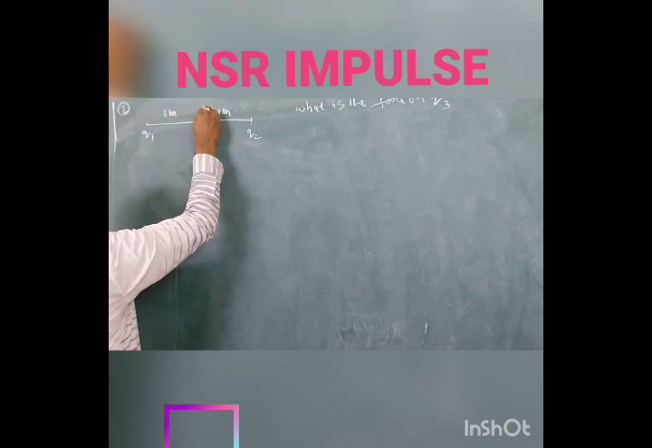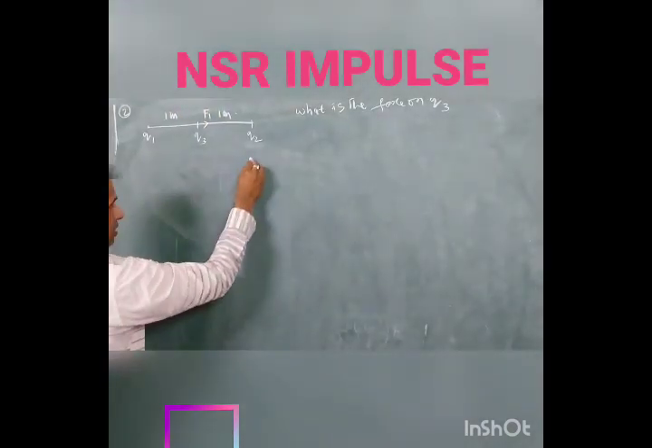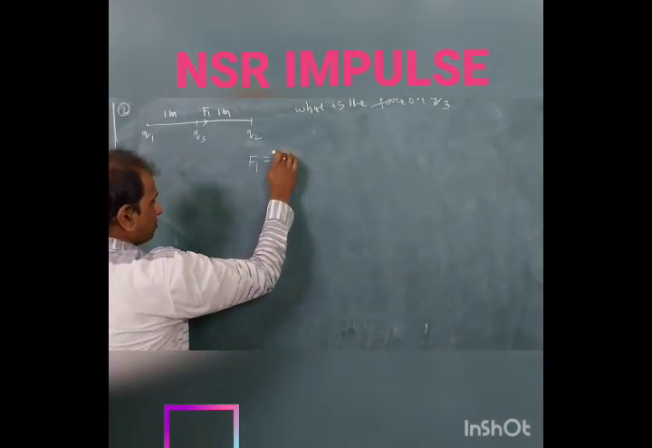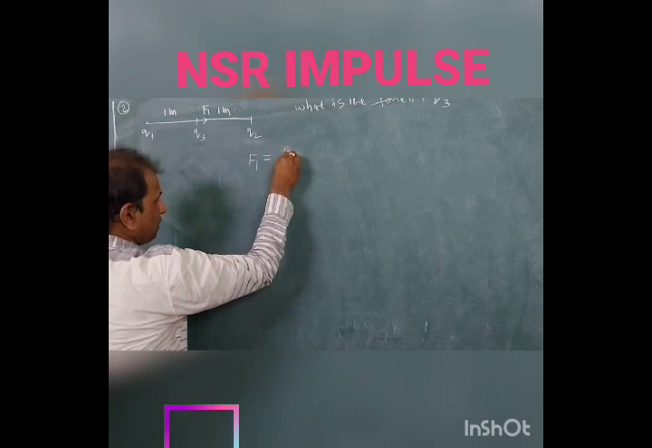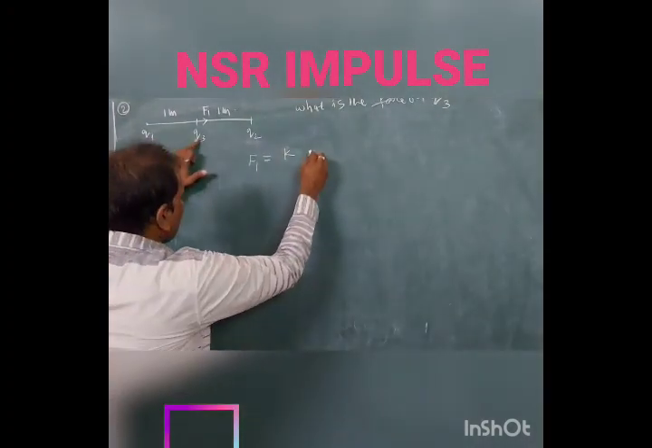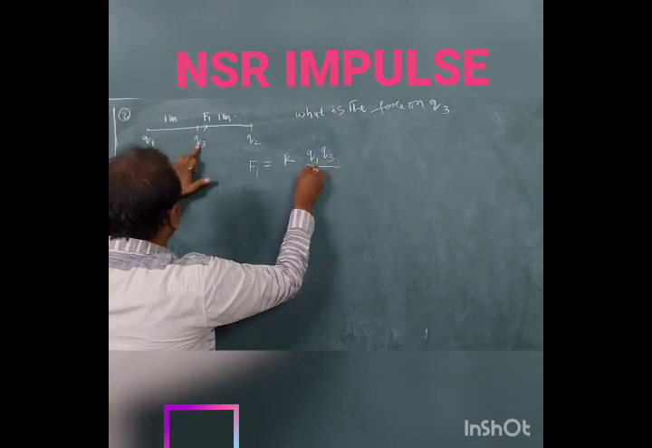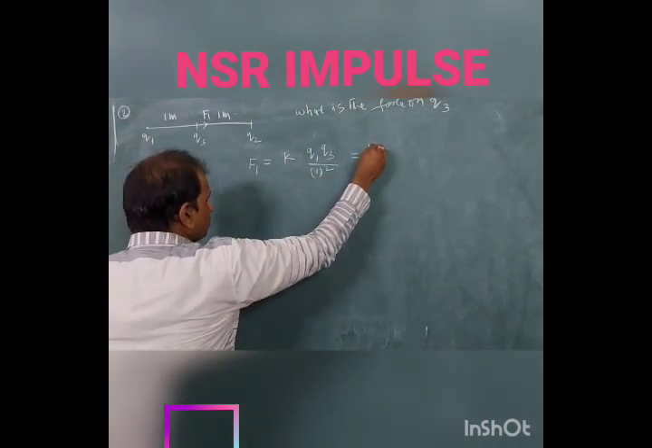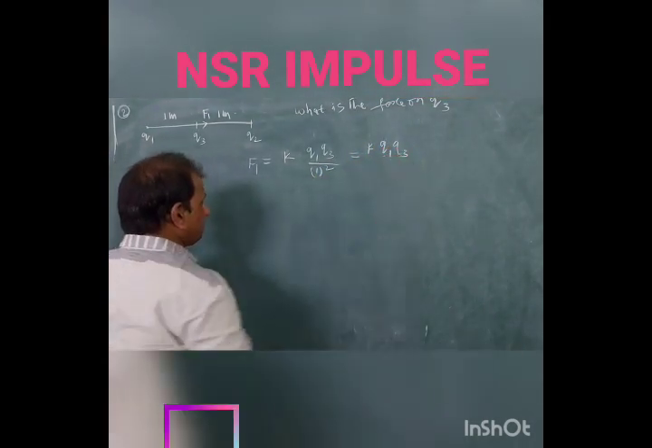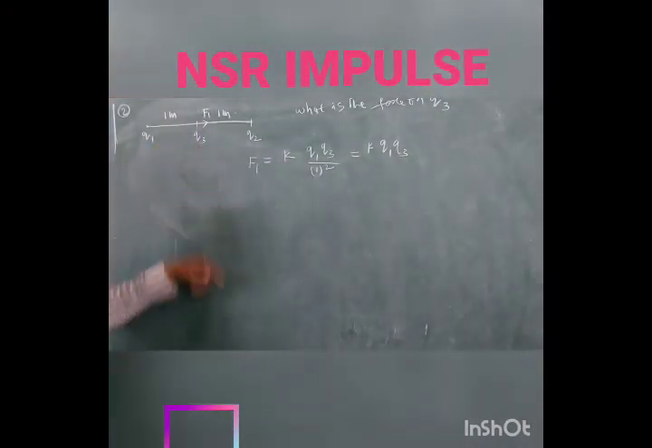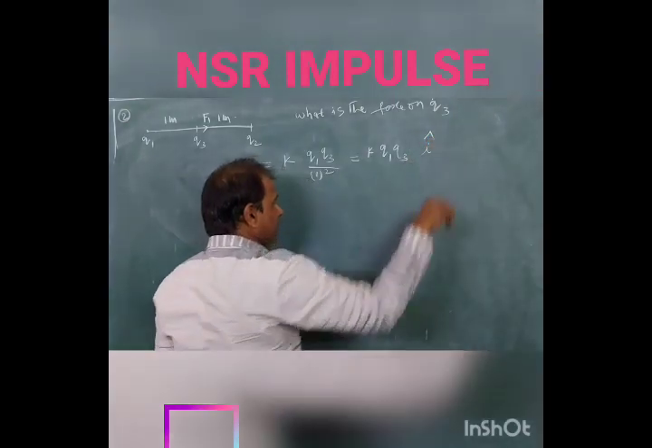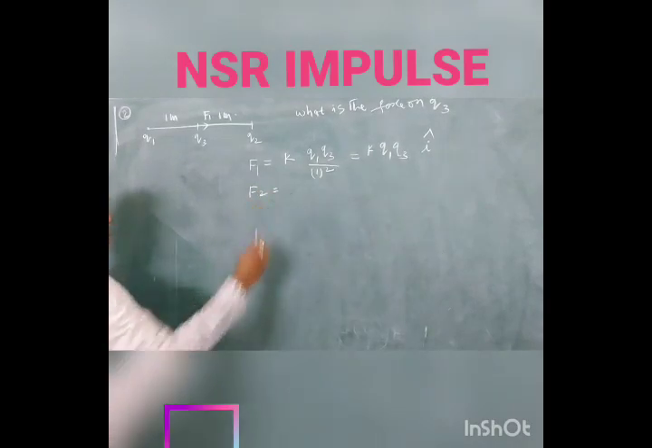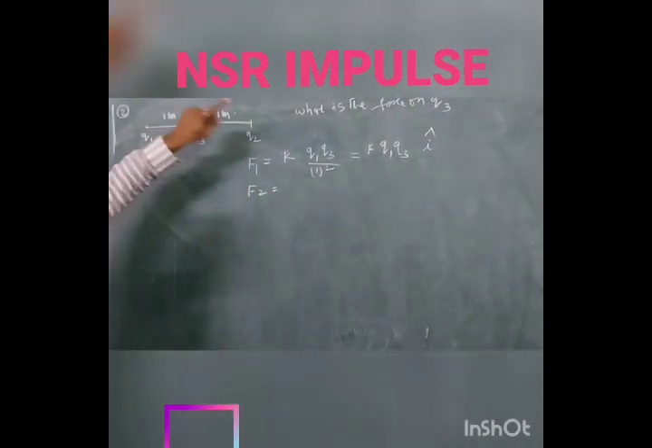So that force you consider as F1. F1 is equal to 1 by 4 pi epsilon naught, which you can take simply as K, into Q1 Q3 by the distance, 1 meter, so 1 square, equal to K Q1 Q3. This force is acting in the positive x-axis direction, that is i cap. Now the second one is the force on Q3 by Q2.